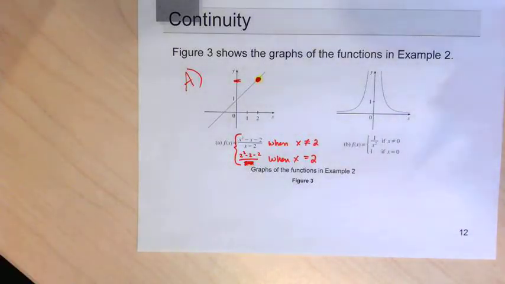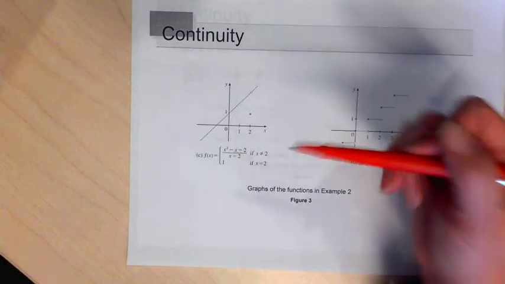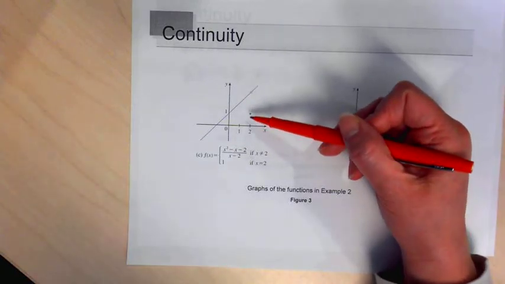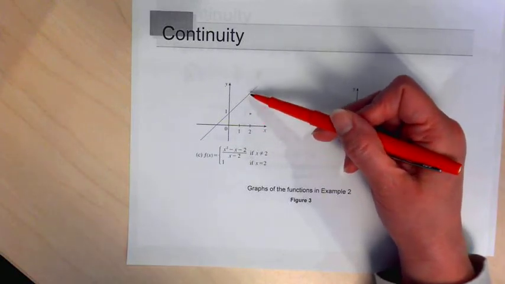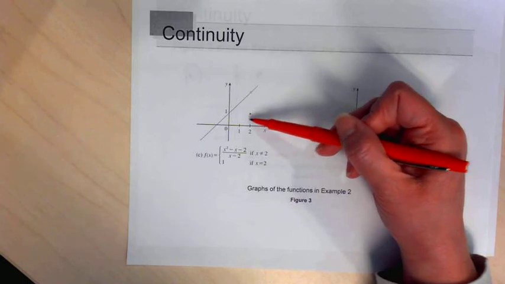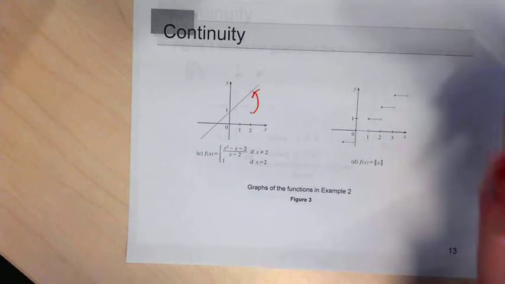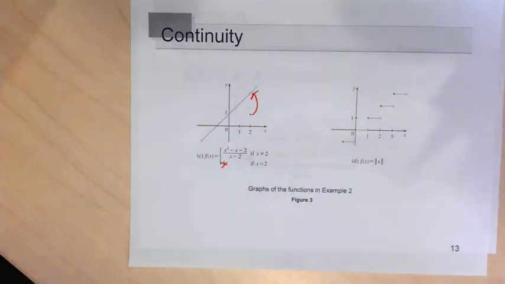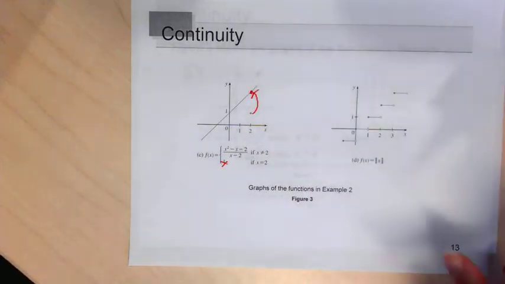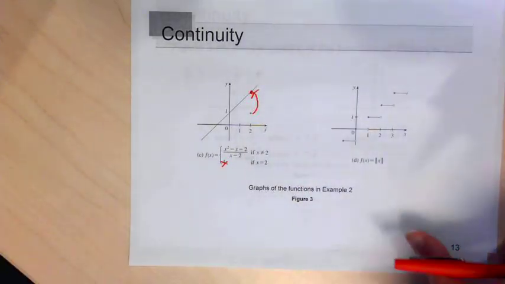Here's another example of a removable discontinuity. If we redefined the function to equal 1, rather than equaling 1 here, if we moved that value up to fill in the hole here, that's called a removable discontinuity.